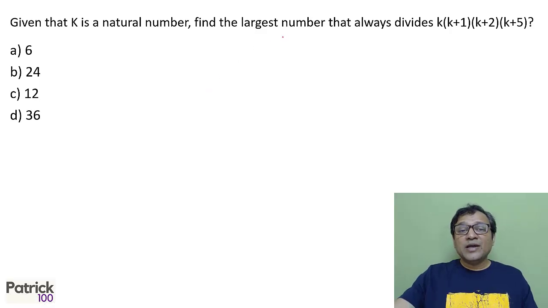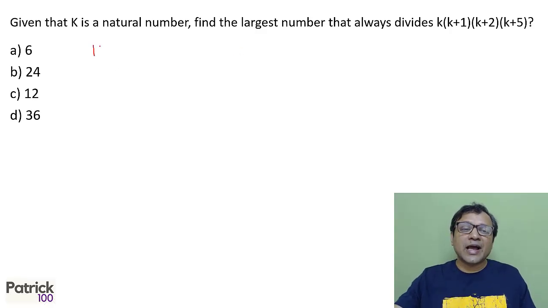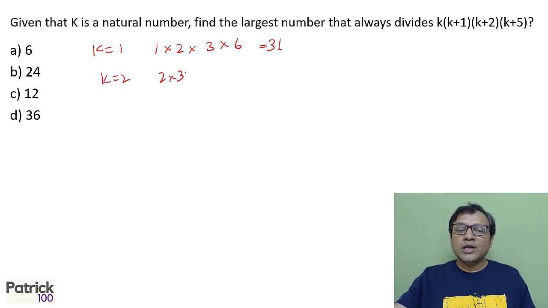K is a natural number. Find the largest number that always divides the expression. One way is to substitute and check. Suppose I substitute K as 1, what do you get? 1 into 2 into 3 into 6. So 6 is 18, 2 is 36. Put K as 2: 2 into 3 into 4 into 7. 4 threes is 12, 12 twos is 24, into 7.